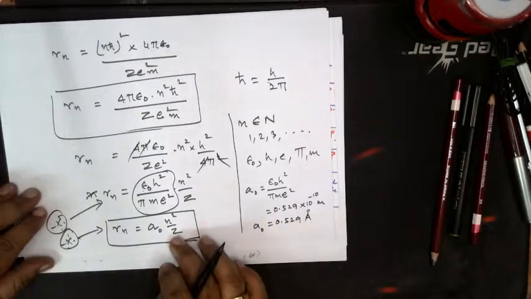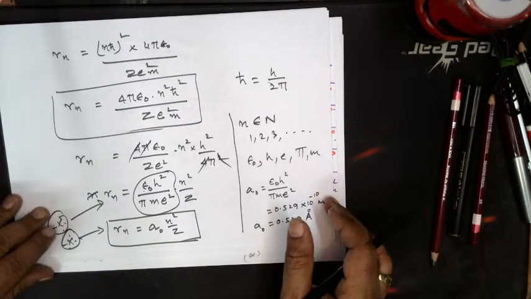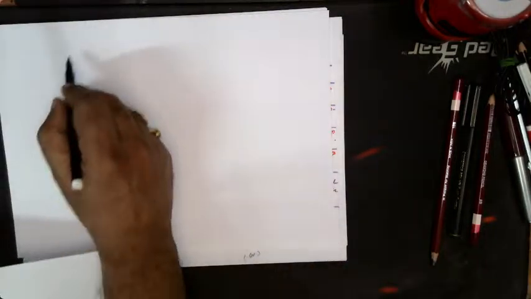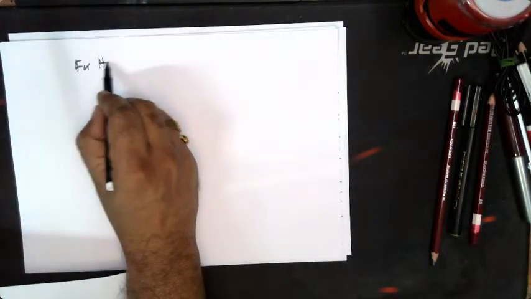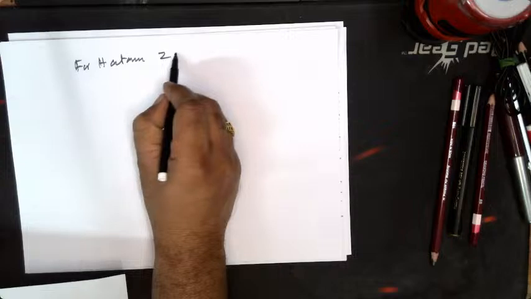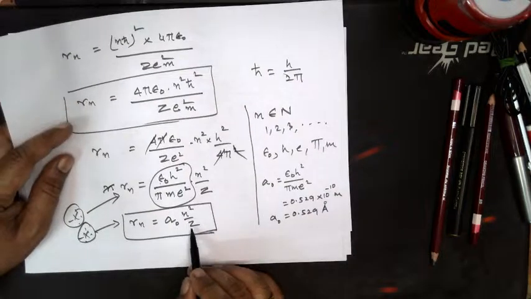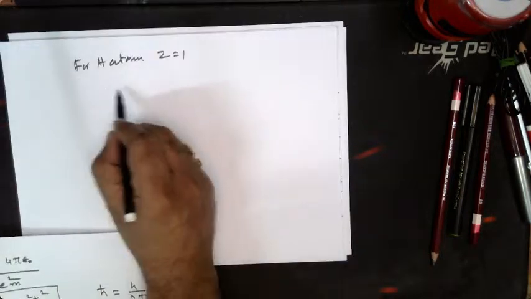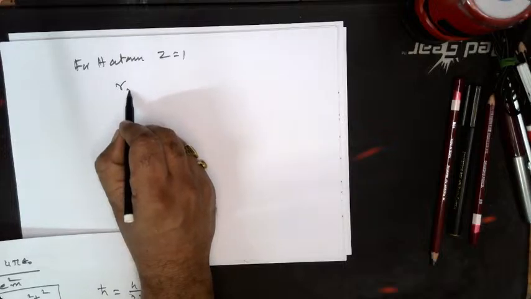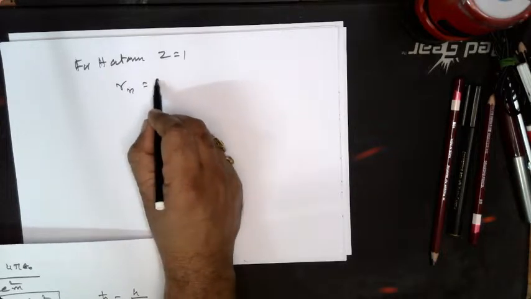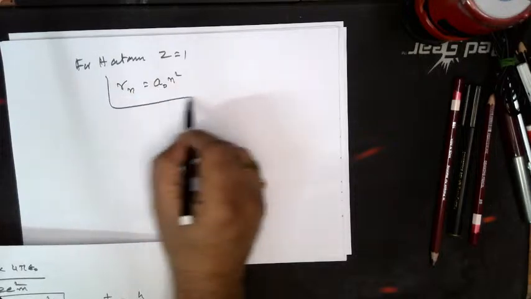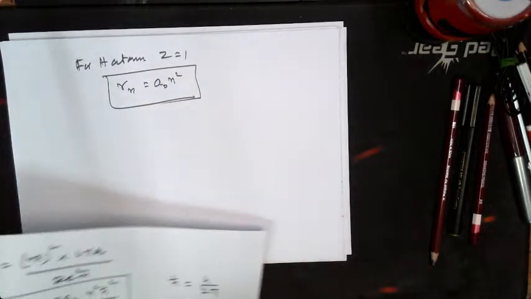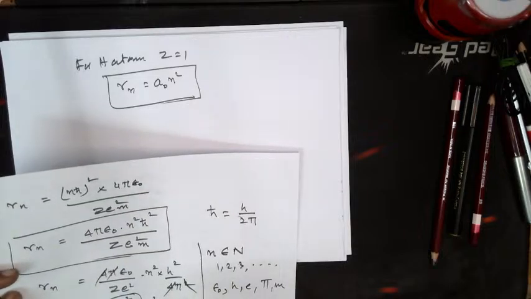So for hydrogen, you know Z is equal to 1, is it not? For hydrogen, the atomic number is 1. Therefore, for the H atom, Z is equal to 1, so we can substitute Z by 1. Therefore, for hydrogen atom, Rn is equal to a naught into n squared. That's all, because Z is equal to 1. So you can further reduce it for hydrogen atom. Are you able to understand? Yes.